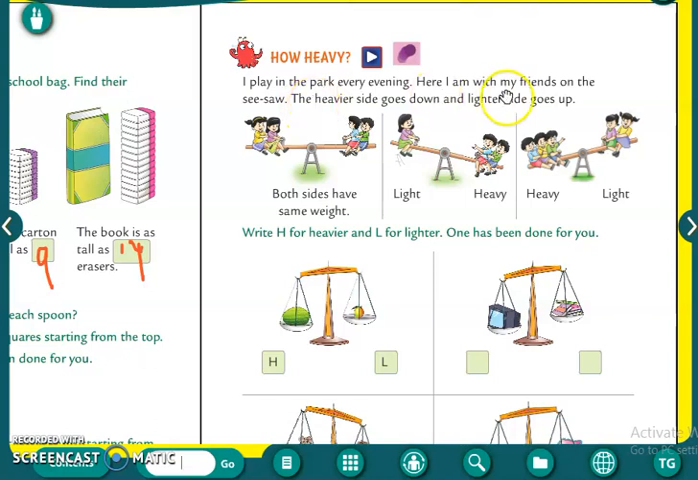I play in the park every evening. Here I am with my friends on the seesaw. The heavier side goes down and the lighter side goes up. See here, here it is equal. Both the sides have the same weight. Here this side is light, so it will go up, and this side is heavy, so it will go down. Now here this side is heavy, so it will be down, and this side is light, so it will go up. Now what we have to do over here, students?